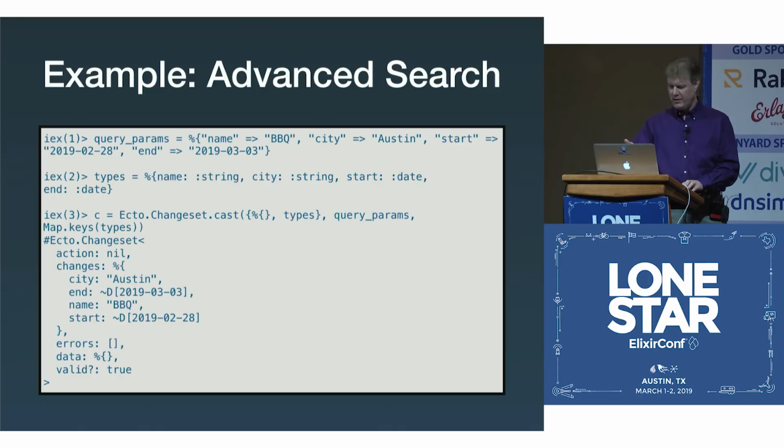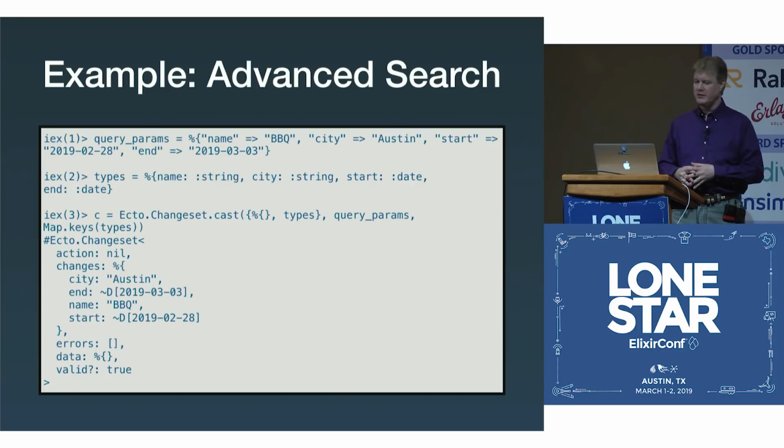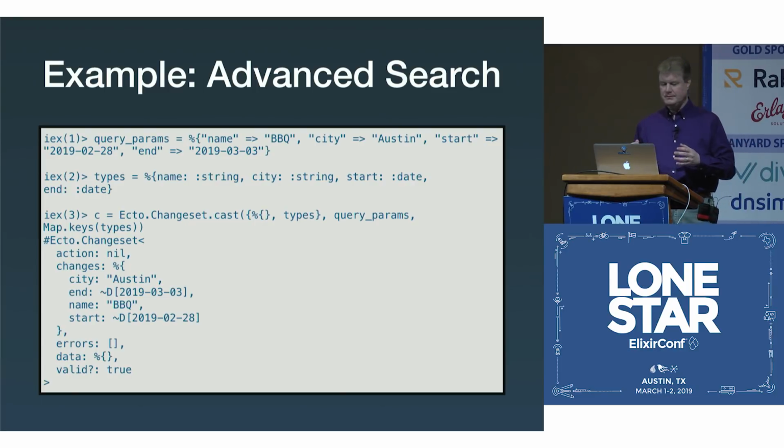I pass in the query parameters, and I just let all the keys of the types be allowed fields, and boom. Look, this knows the changes. It even knows, because Ecto has a custom date type, and it knows how to convert those ISO formatted strings into actual Elixir date structs. And it pretty prints them with a little sigil here. And any custom Ecto type that you need to write for your domain would also be usable here in the same fashion.